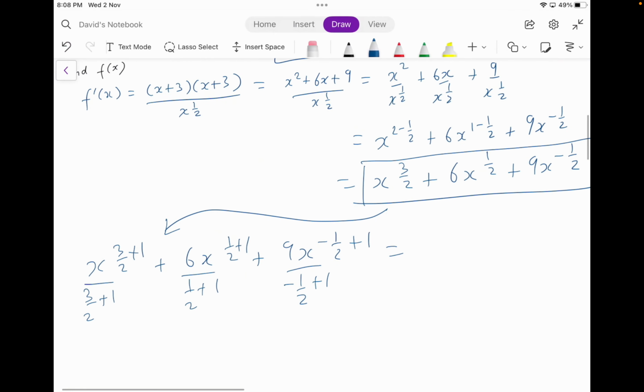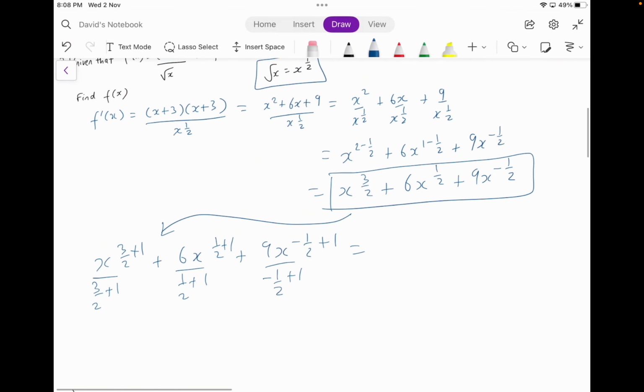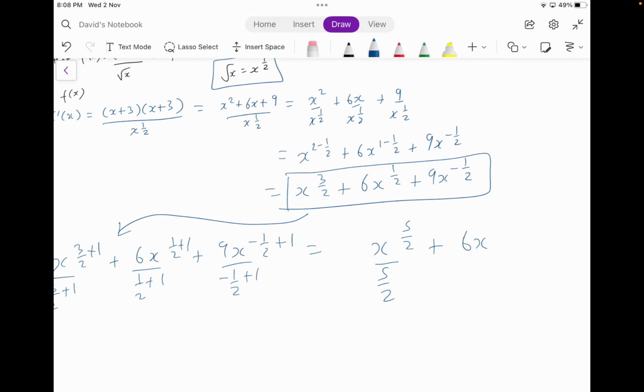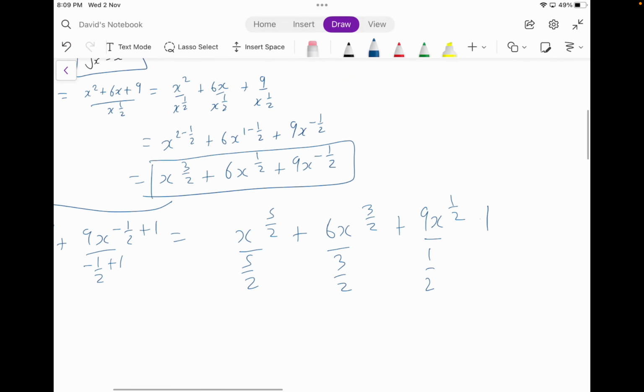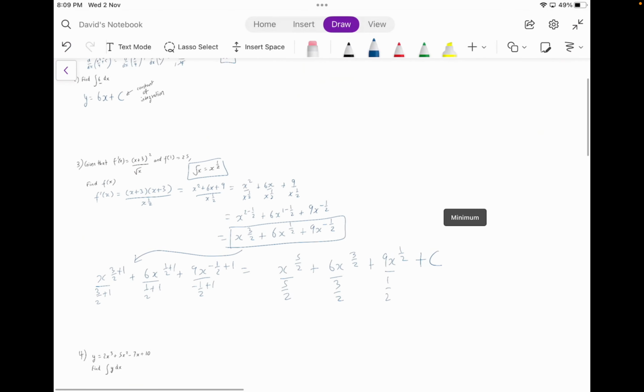This is going to give you your new form of notation, which is going to become x raised to the power 3 by 2 plus 1. That is going to give you 5 by 2, divided by 5 by 2, plus 6x raised to half plus 1. That's going to give you 3 by 2 as well, divided by 3 by 2, plus 9x raised to the power negative half plus 1. That's going to give you half, divided by half. And always write positive c. That's when we have actually integrated each term. We have to remember to add the positive c. Now, this is going to be your value in terms of f of x, right?